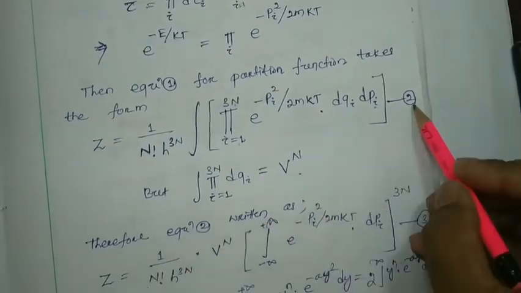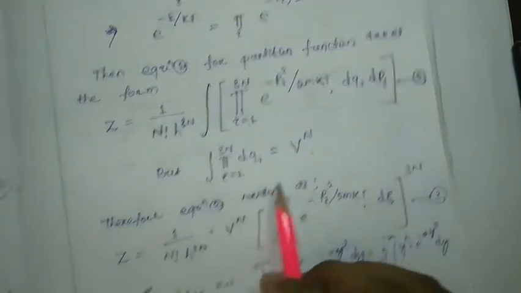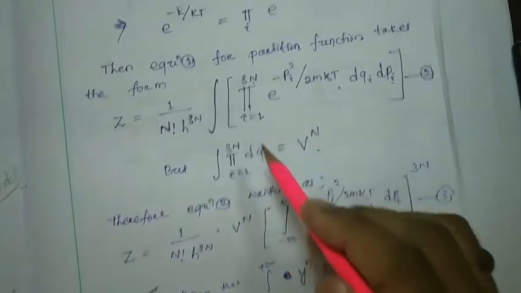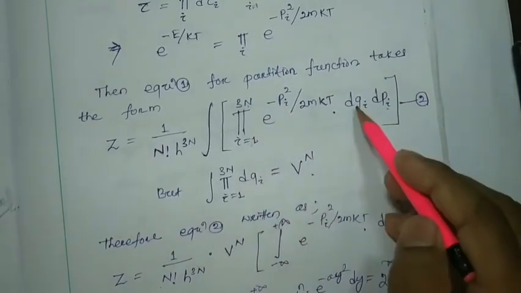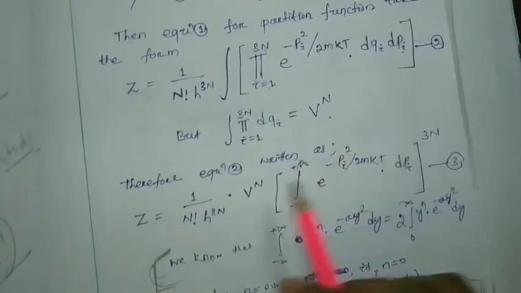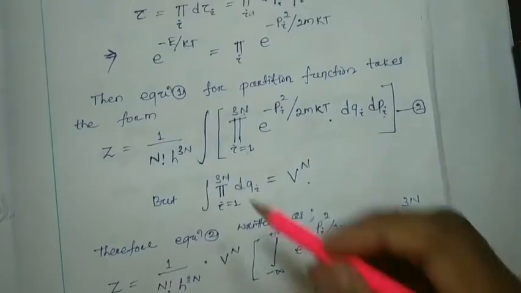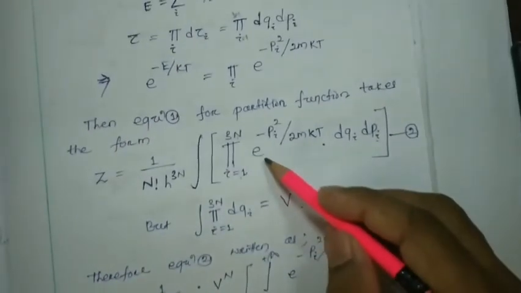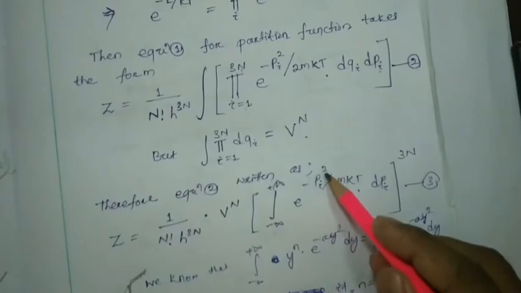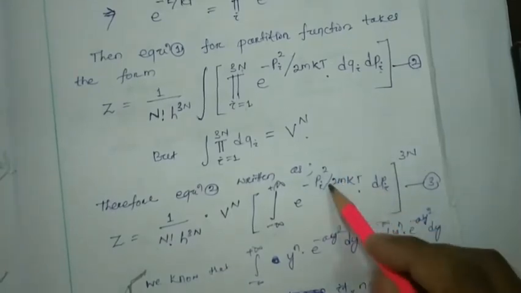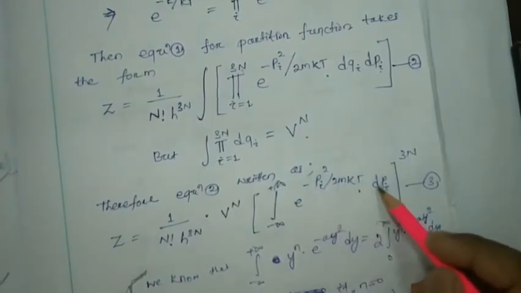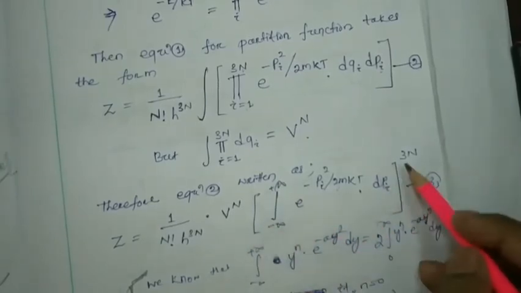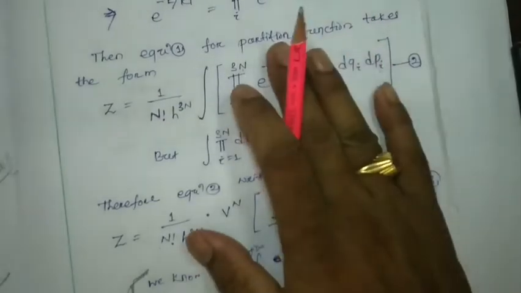Therefore equation number 2 will be written with V to the power n taken outside the product of dq_i, and the integration over all space, that means minus infinity to infinity, gives e to the power minus p_i square by 2m kT into dp_i, the whole to the power 3n. Okay, got my point?